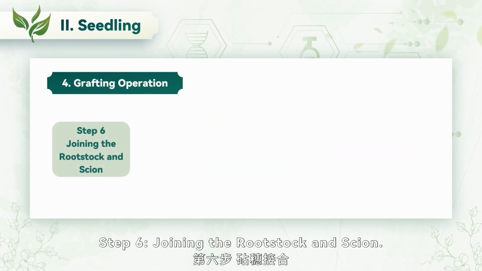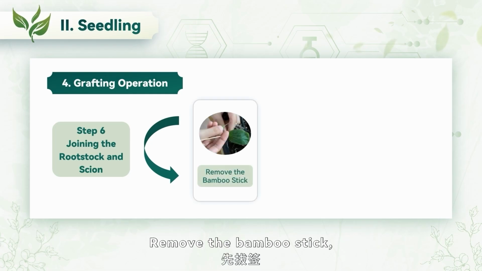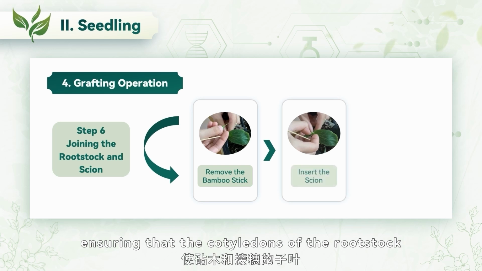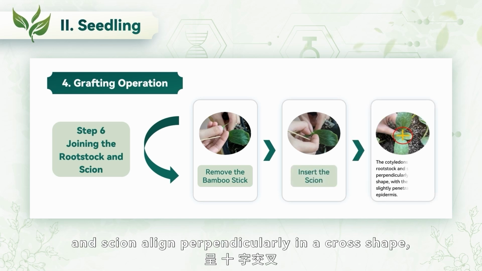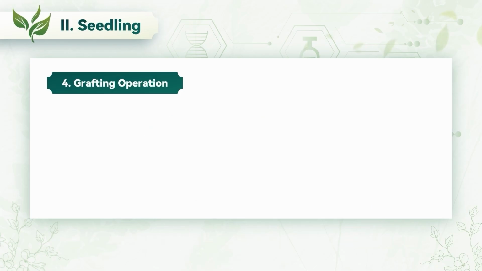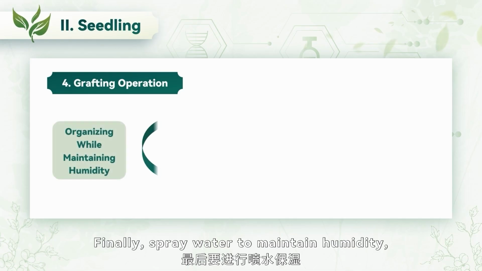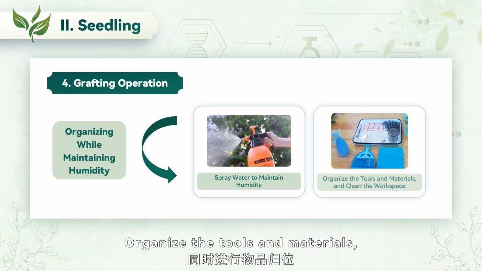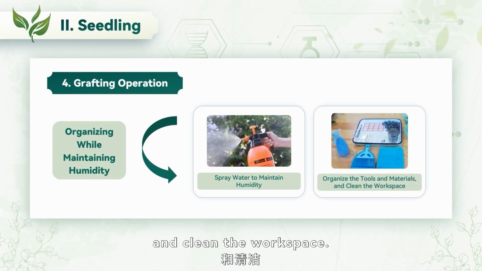Step 6. Joining the rootstock and scion. Remove the bamboo stick, then quickly insert the scion into the insertion hole, ensuring that the cotyledons of the rootstock and scion align perpendicularly in a cross shape with the scion slightly penetrating the epidermis. Finally, spray water to maintain humidity, taking care to avoid wetting the grafting wounds. Organize the tools and materials and clean the workspace.